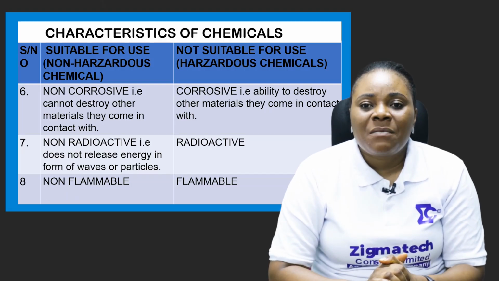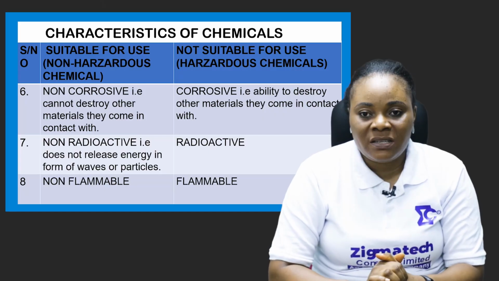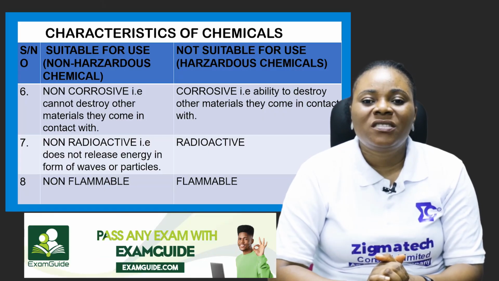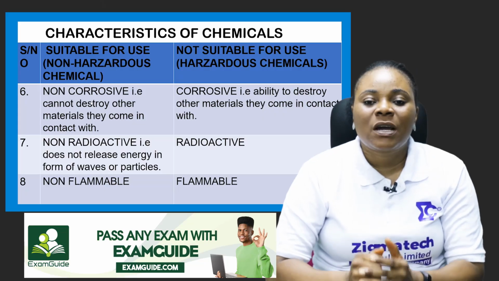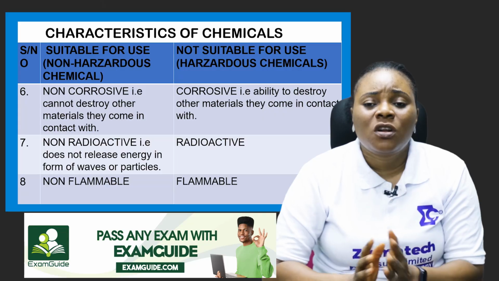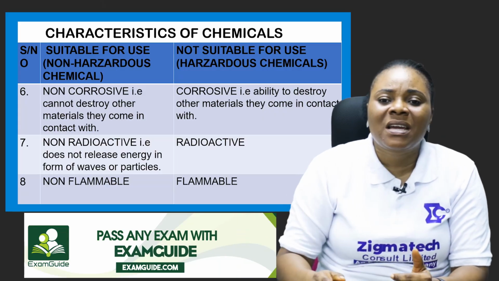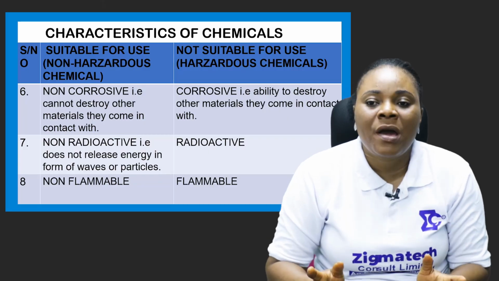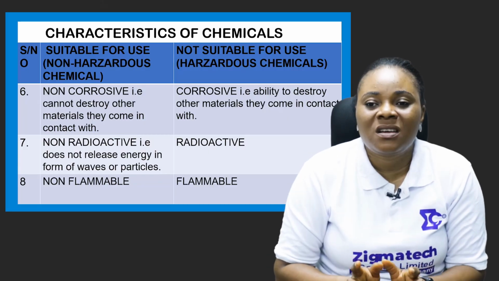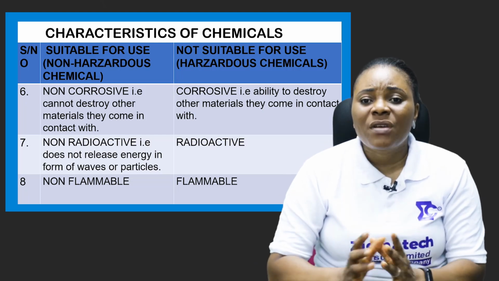The characteristic of chemicals suitable for use, number 6, is non-corrosive. That means they cannot destroy other materials they come in contact with. Non-corrosive chemicals are chemicals that when they come in contact with another chemical, they don't destroy it. It leaves it in its original state. It doesn't produce a negative reaction.